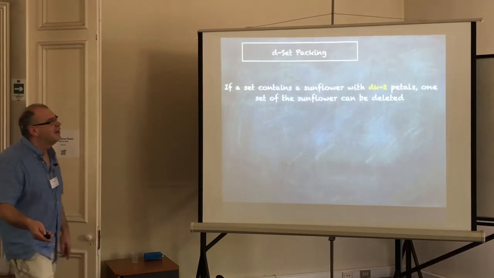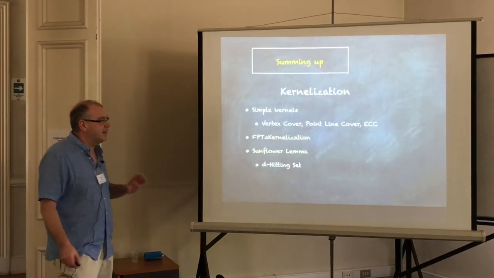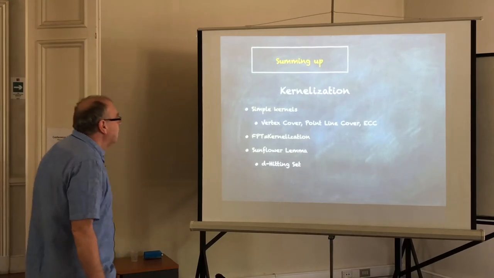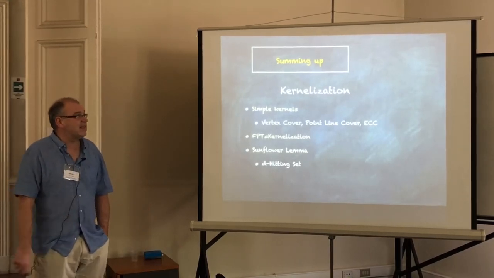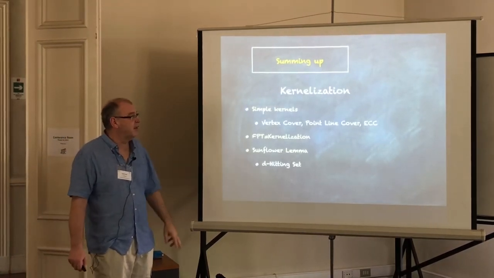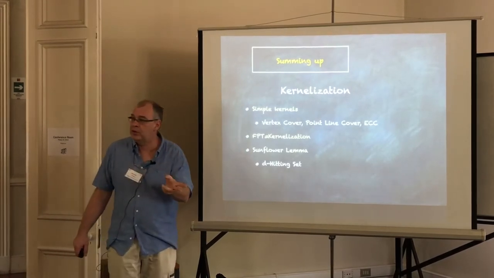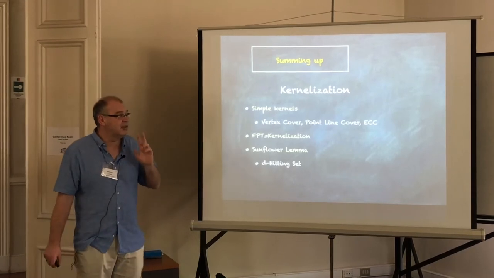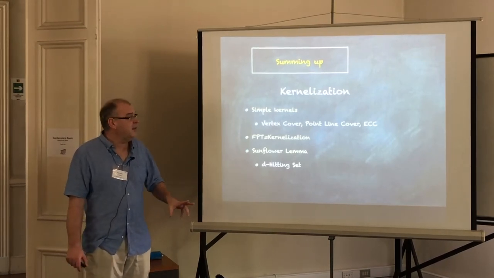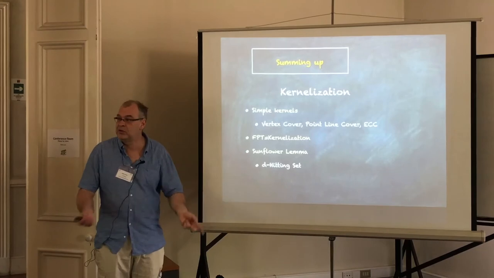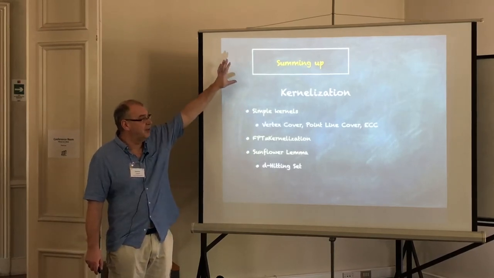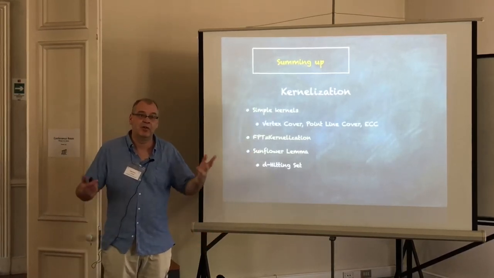I skip the exercises and just sum up what I was teaching you this hour. We started speaking about kernelization, and we spoke about simple kernels, like for vertex cover, point line cover, and H-clique cover. We also realized that there are polynomial kernels and exponential kernels, and that this really makes a difference. Also, FPT is exactly equivalent to kernelization, and then we started to dive into tools which can be used to design polynomial time kernels. So this was the sunflower lemma. If you forget everything I said today, I hope at least these things will remain.